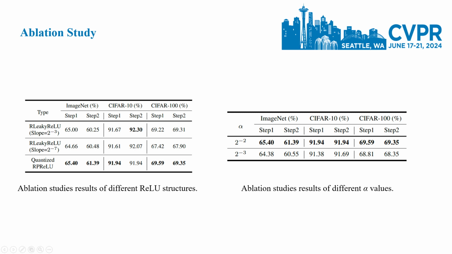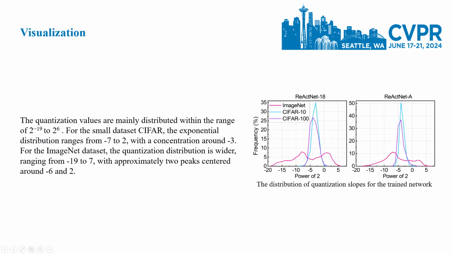Experiments have shown that quantized RPReLU has better performance than fixed-slope RLeakyReLU. The value of alpha is also determined, and the results show that 0.5 is better than 0.1 to 5. The right figure illustrates the distribution of quantization slopes for the trained network, which quantizes RPReLU on 3 datasets using RLeakyReLU 18 and RLeakyReLU A respectively. The quantization values are mainly distributed within the range of -19 to 6.